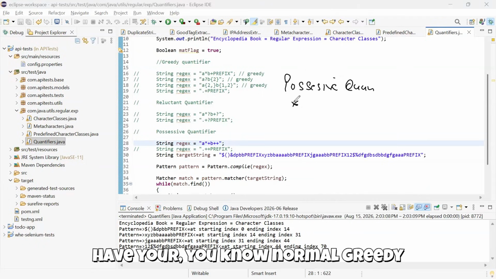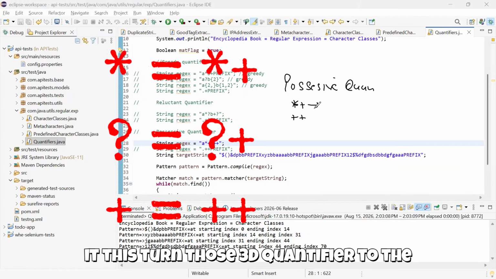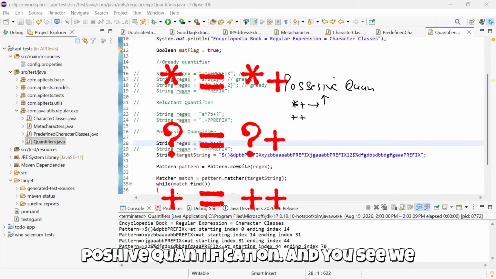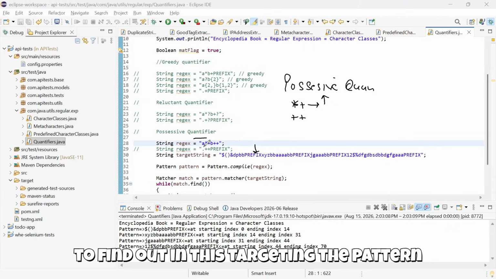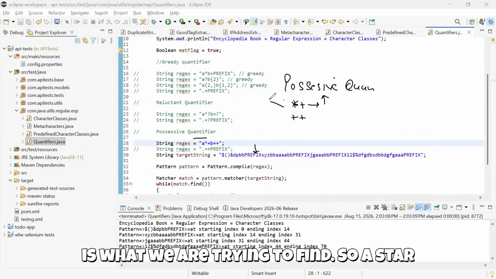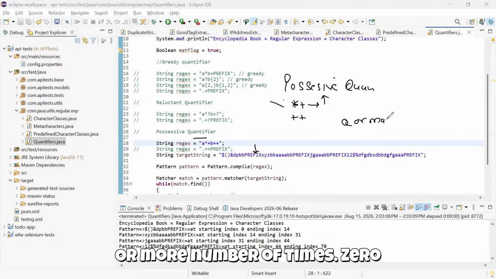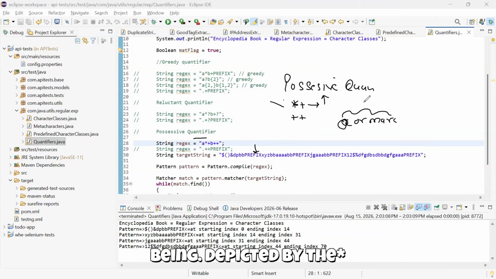If you have your normal greedy quantifier and you add a plus in front of it, this turns that greedy quantifier into a possessive quantifier. You see we have this pattern here, which we will try to find in this target string. The pattern starts with A*+. This is what we are trying to find. A* means zero times or any number of times, which is depicted by the asterisk.